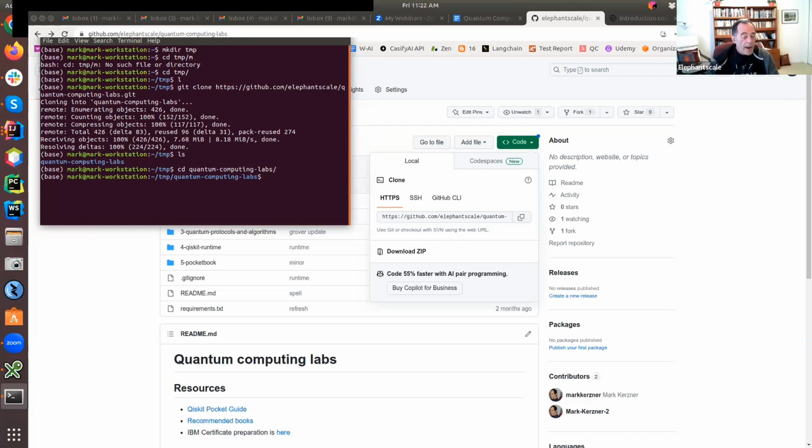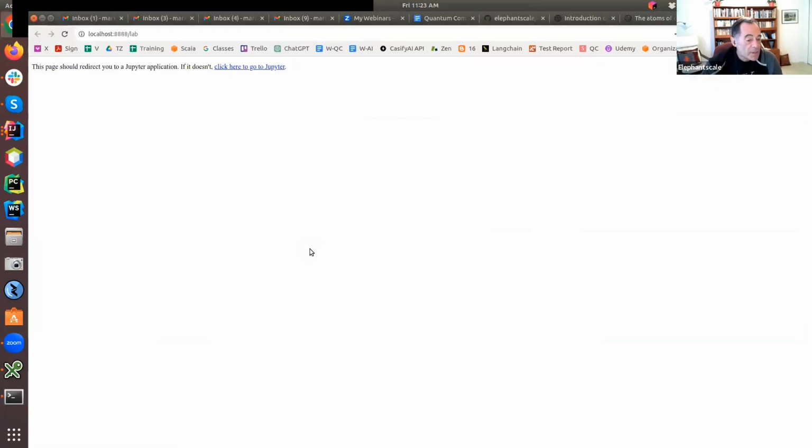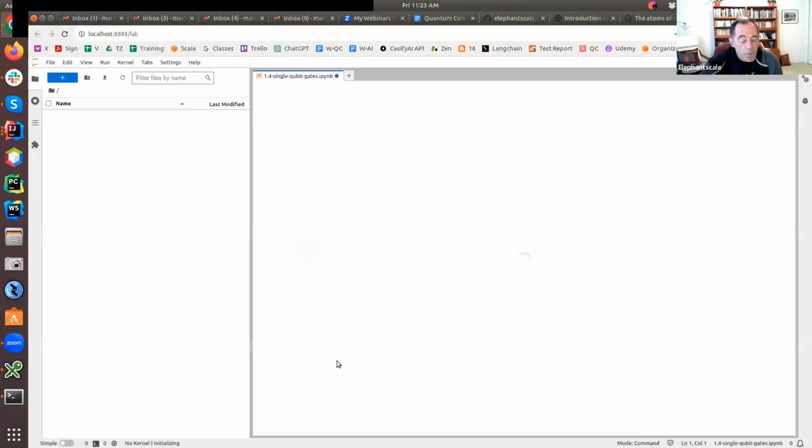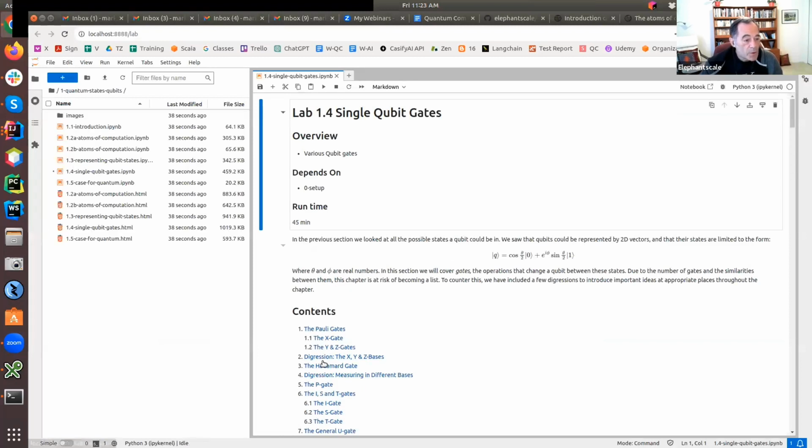Now I already installed some of the packages, and I called the environment Qiskit, so I can do a quantum activate. And now I can do Jupyter Lab, and it should open these open labs, and that's where I will recommend you to start.